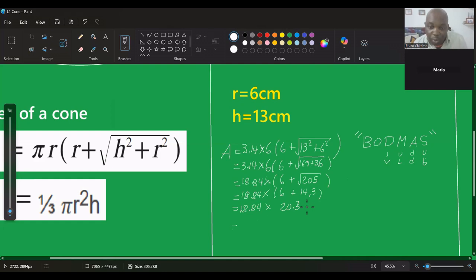It's almost like 20.2400, so it will be close to that. So 18.84 times 20.3. I skipped a dot here, 20.3. So it gives us 382.4 centimeters. Its area, so the units should be what? Centimeter squared. Yes, square, and then volume is cube, right? Good. So now there you have the area.